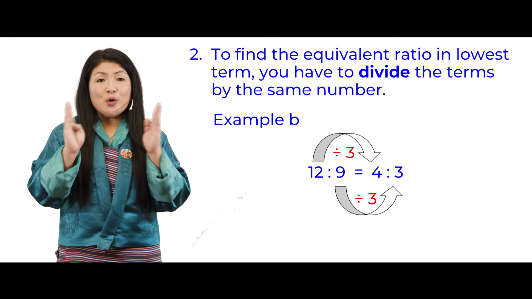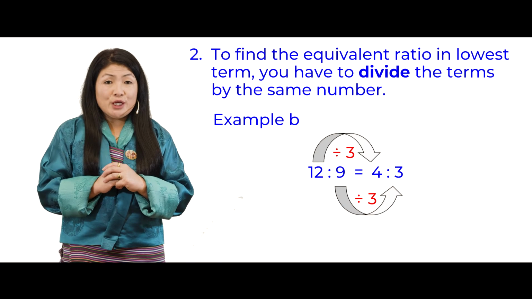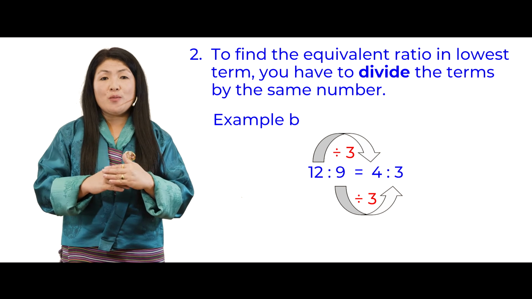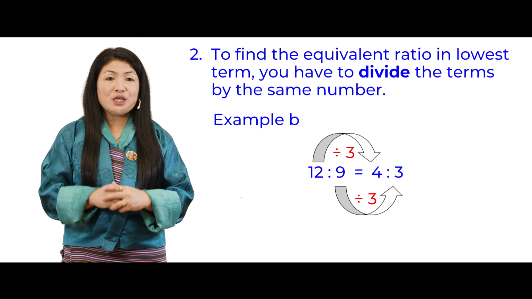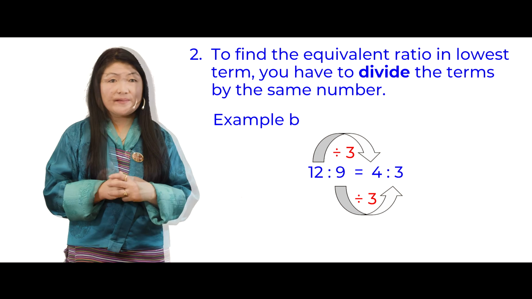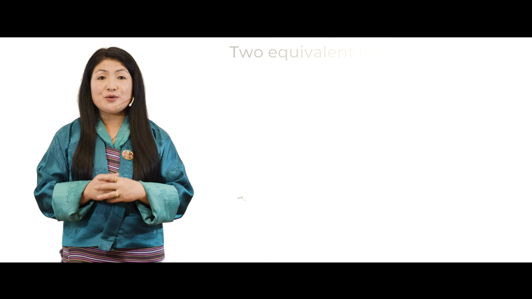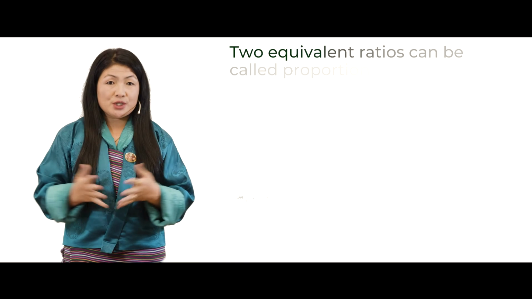So, from both the examples here, you knew that the simplest form or the lowest form or lowest term of the ratio is 4 to 3. We have been talking about the equivalent ratio. Again, we have a beautiful name for equivalent ratio, and that is called proportion. Or we can say equivalent ratio can be called proportion.